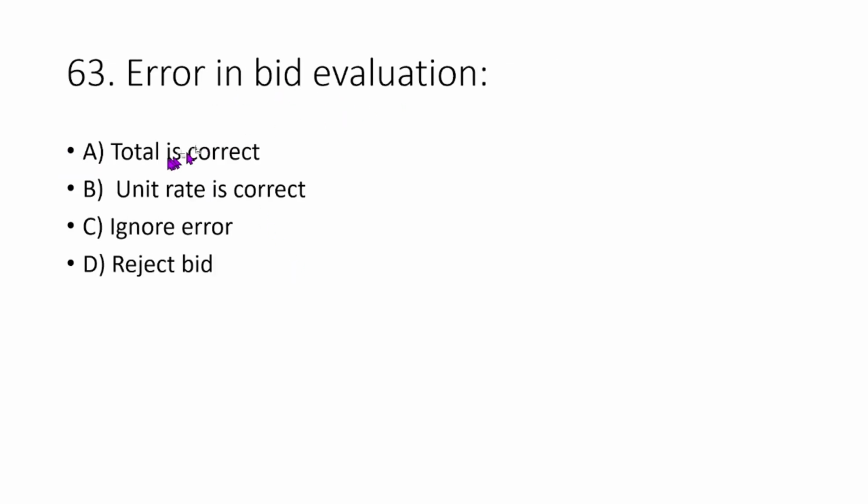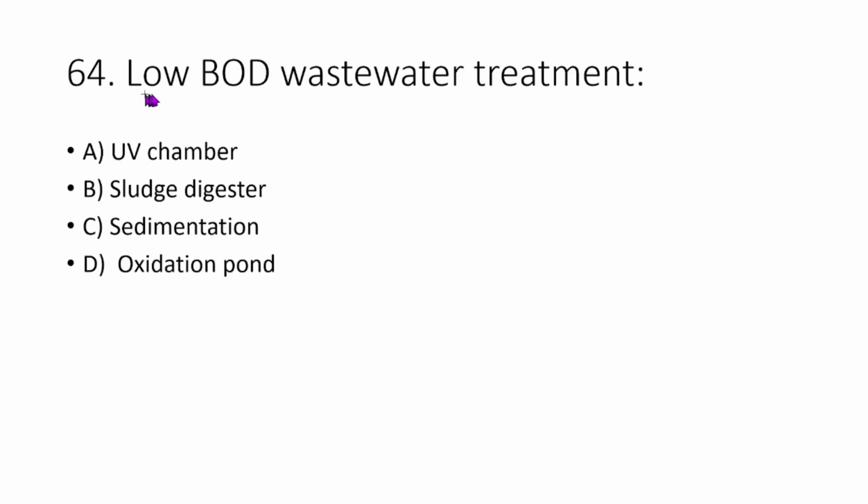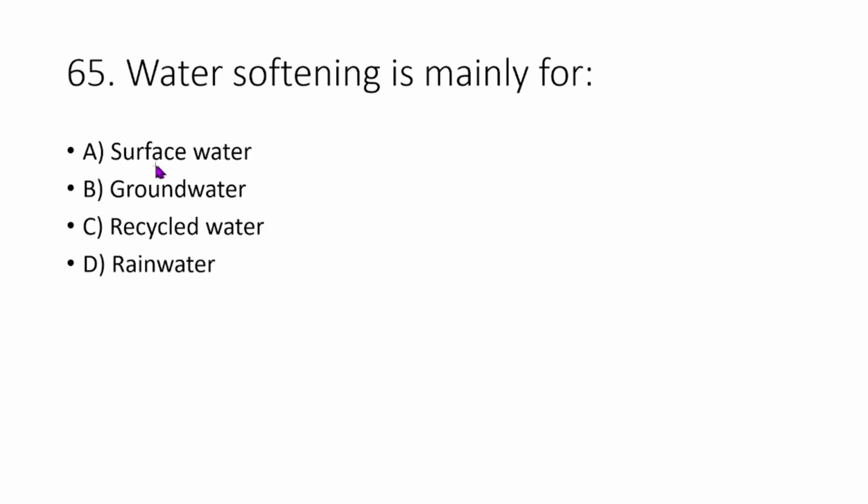Error in bid evaluation: A total is correct, B unit rate is correct, C ignore error, or D reject bid. So the right answer is unit rate is correct. Low BOD wastewater treatment is A UV chamber, B sludge digester, C sedimentation, or D oxidation pond. So the right answer is oxidation pond. Water softening is mainly for A surface water, B groundwater, C recycled water, or D rainwater. So the right answer is groundwater.